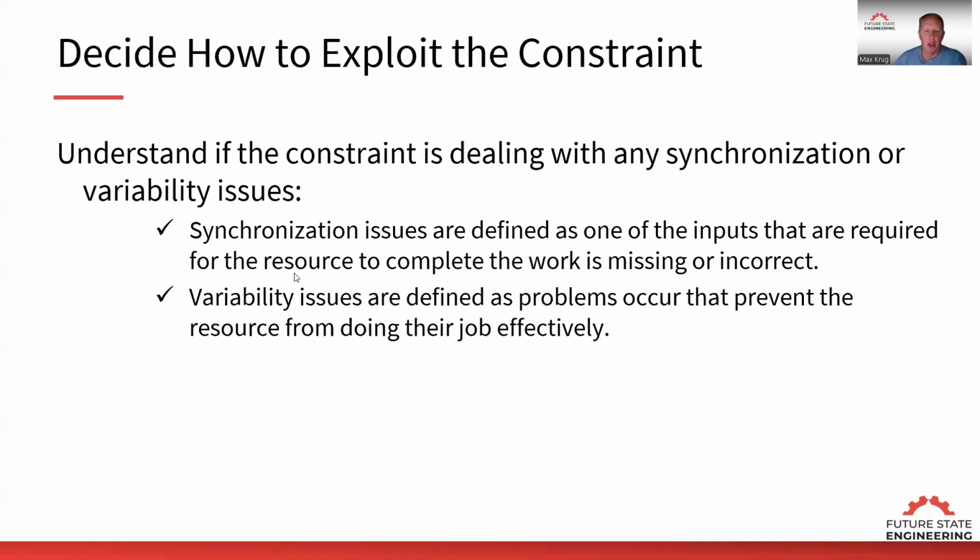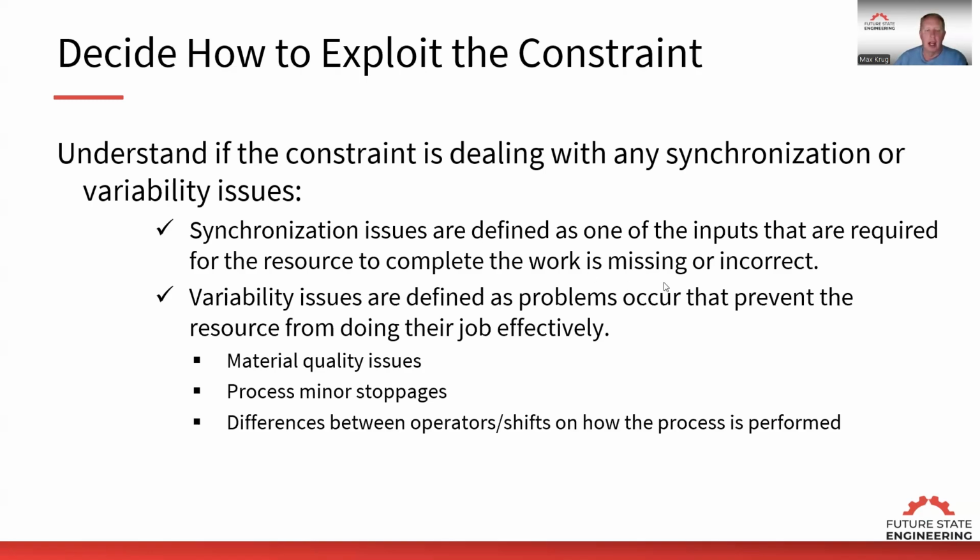A variability issue would be defined as a problem that occurs that prevents the resource from doing the job effectively. So we're not very efficient because we're dealing with problems. So problems could be, I have a quality issue, I have minor stoppages in the process, I have different operators that do the process differently across shifts or between operators. We want to focus on those things and reduce the variability.